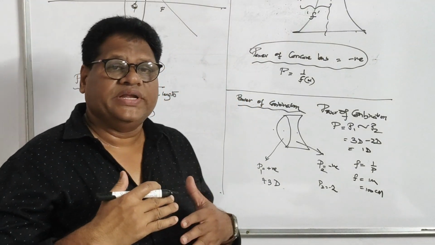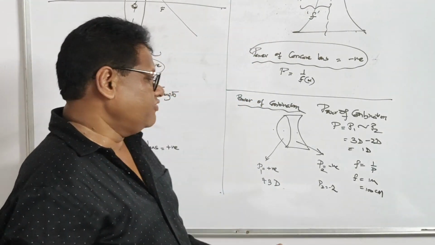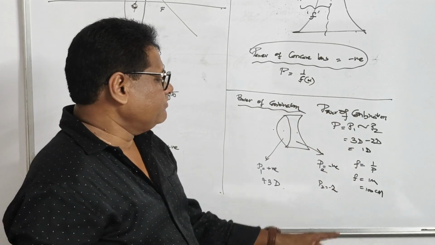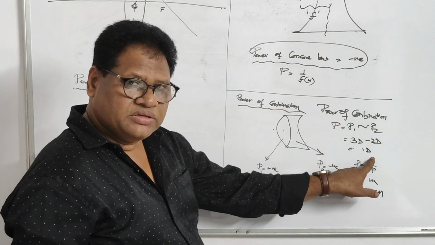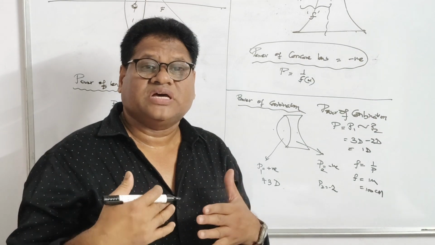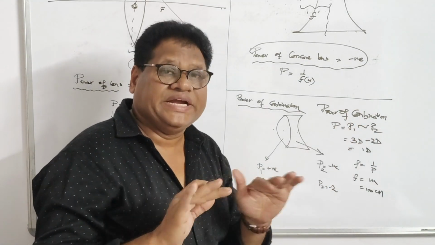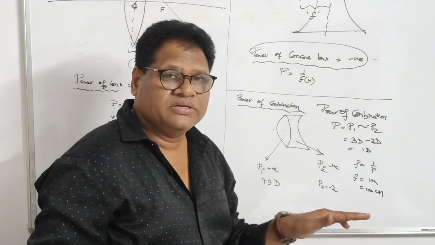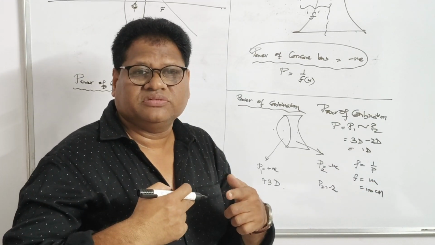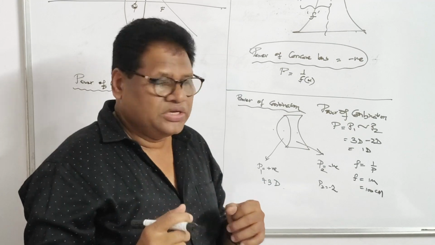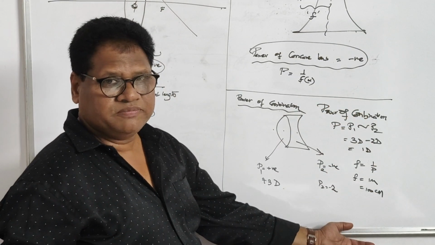Now next come to the nature of the combination. After solving the calculations, if the power comes positive, then the nature of the combination is convex, and if the algebraic sum comes to be negative, suppose it is minus 2D, then the nature of the combination will be concave. So this is how you decide, clear.